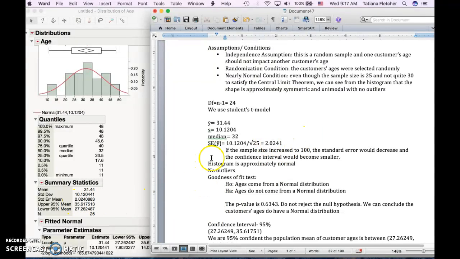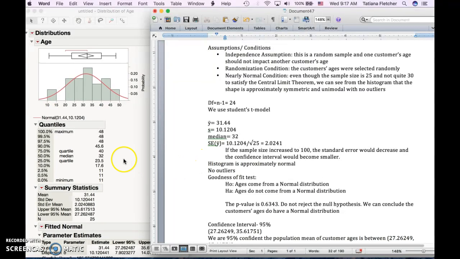And answering the problem's question, if the sample size increased to 100, the standard error would decrease and the confidence interval would become smaller. We can see that the histogram is approximately normal. Like I said before, we have no outliers as indicated by the box plot.